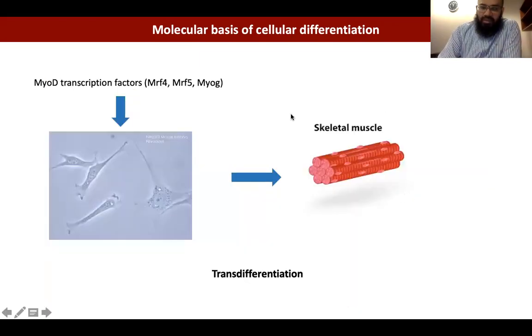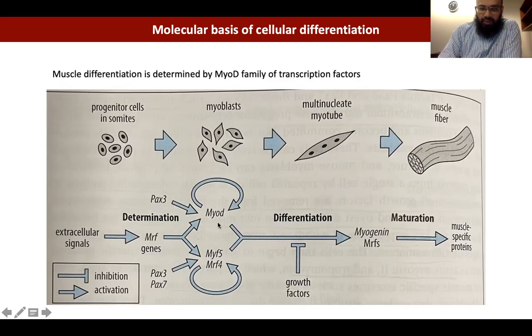But what happens is, and we learned that these are the factors. For example, the MyoD family of transcription factors and myogenin collectively are the transcription factors that are absolutely required for either predetermination or for differentiation of the muscle fiber cells.